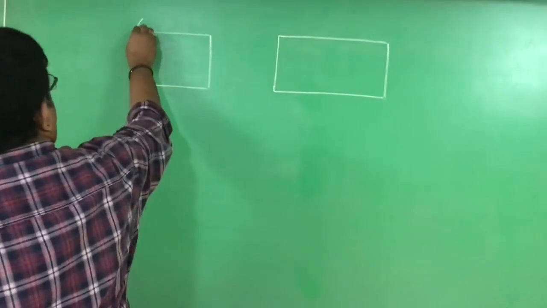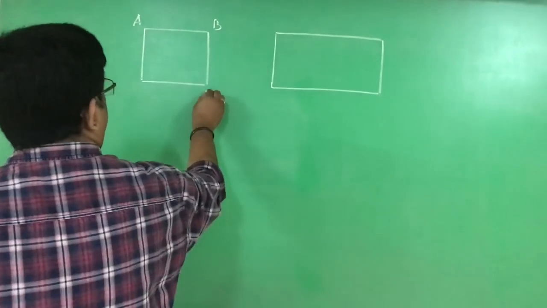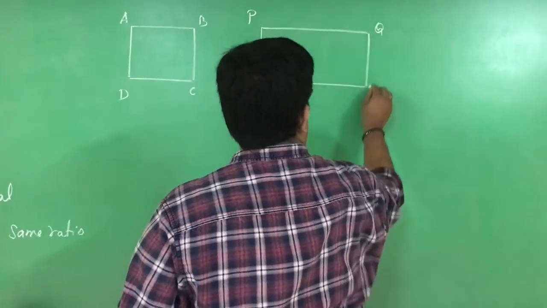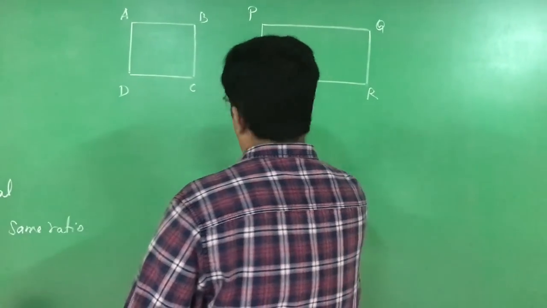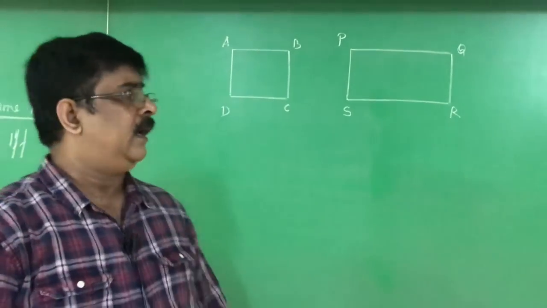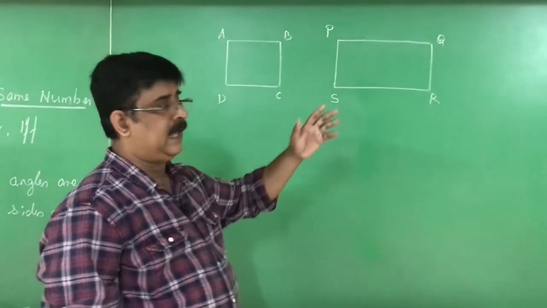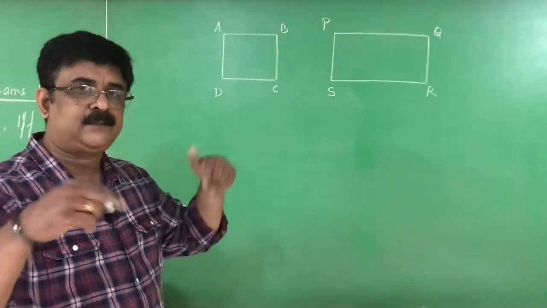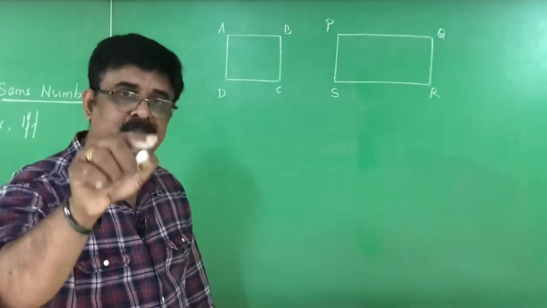I name them. This is ABCD. ABCD is a square. PQRS is a rectangle. Now tell me, are they similar? Square and a rectangle are similar? No, they are not similar. Next question arises, why are they not similar?